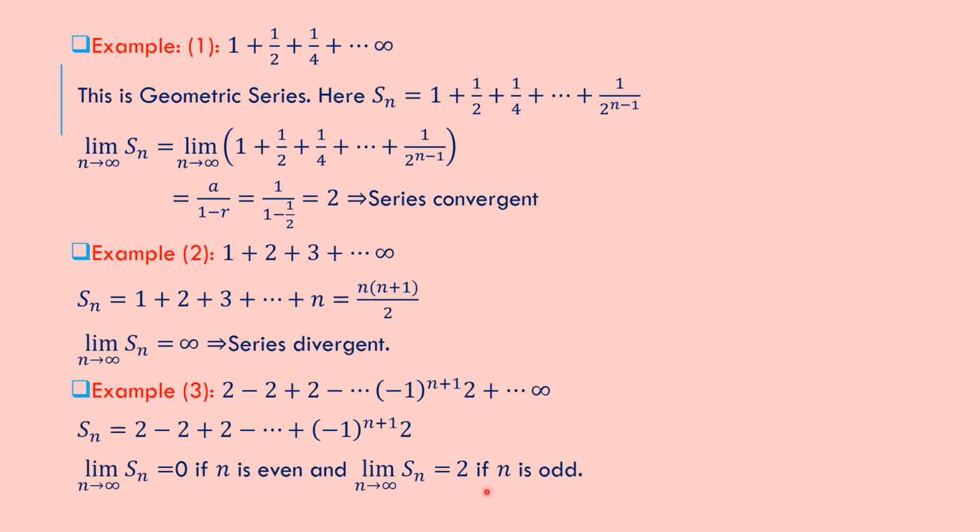That means whenever n tends to infinity, Sn is 0 if n is even, and limit Sn as n tends to infinity is 2 if n is odd. So here we get 2 limits for a single series. That means the limit is not unique here. Therefore, we say that the given series is oscillating. So here we have discussed 3 different examples. One is a convergent series, another one is divergent, and the third one is oscillatory.